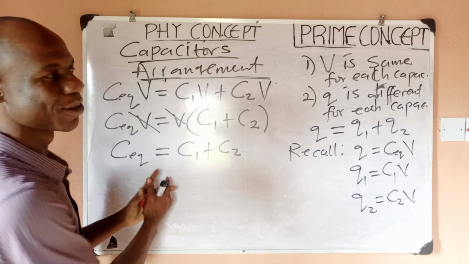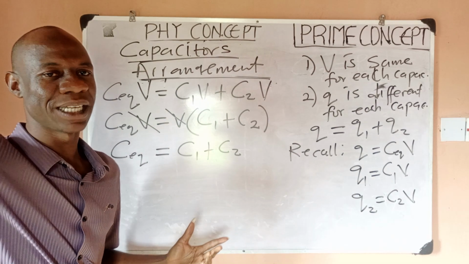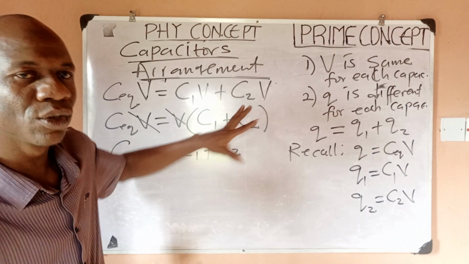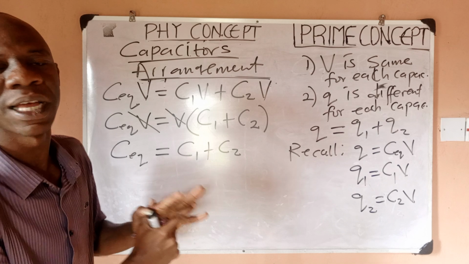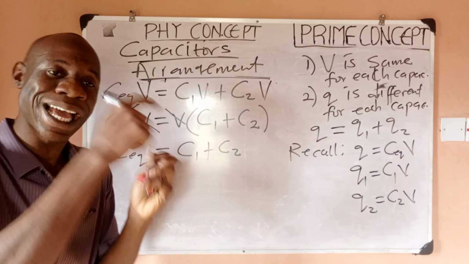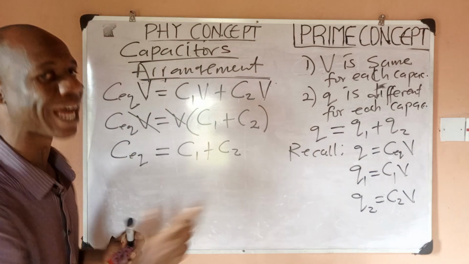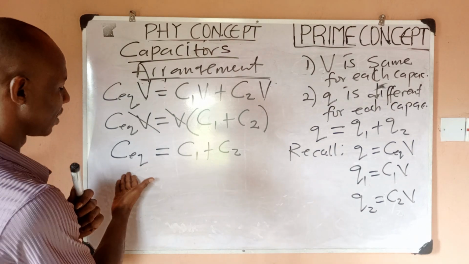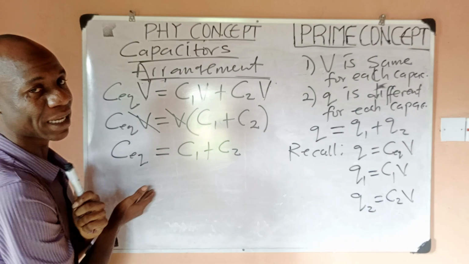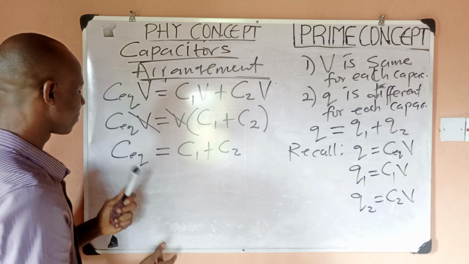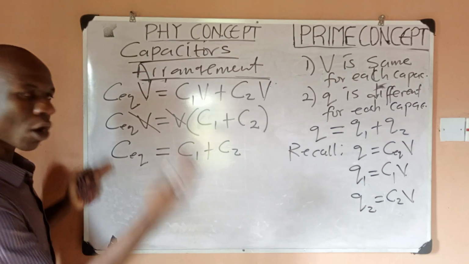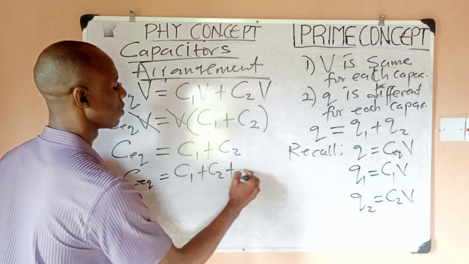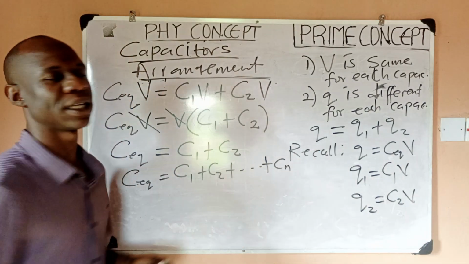Now, take note that this is actually the arrangement in series for resistors. The circuit arrangement for parallel capacitors and parallel resistors is the same. The diagram is the same, but the formula is what differentiates both of them. So don't mix the concept. So this is the equivalent arrangement for capacitors in parallel. If we have more capacitors, you can simply generalize to C1, C2, up till Cn, depending on how many you have.